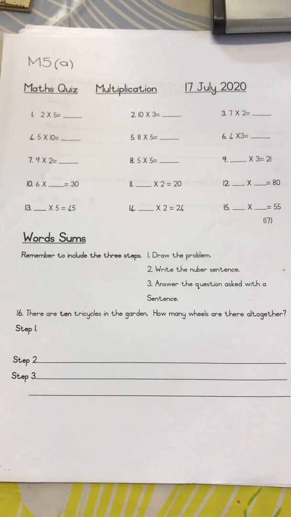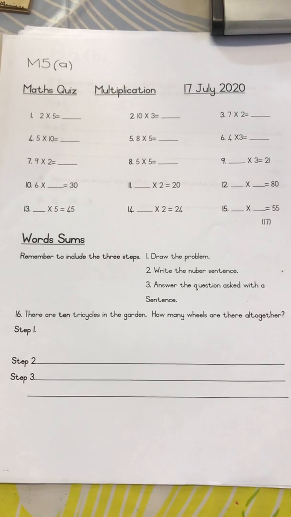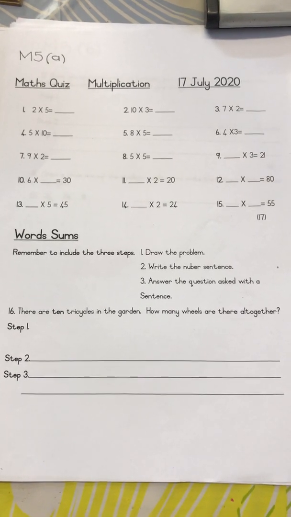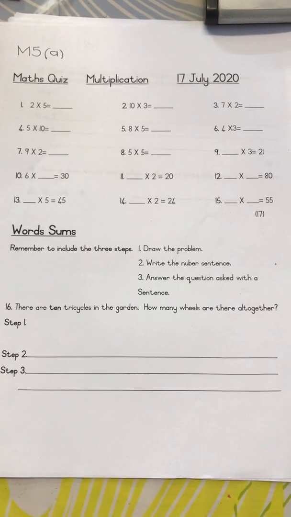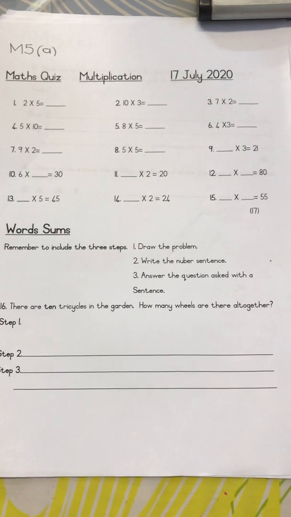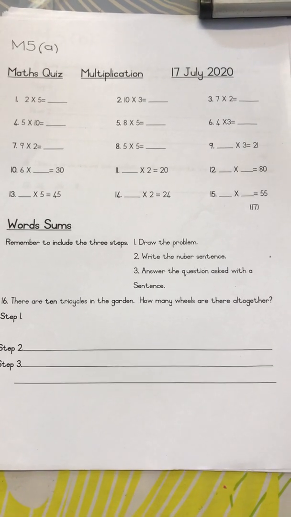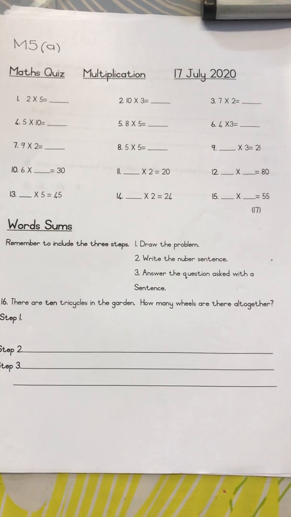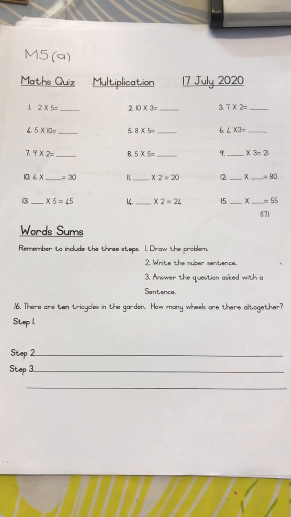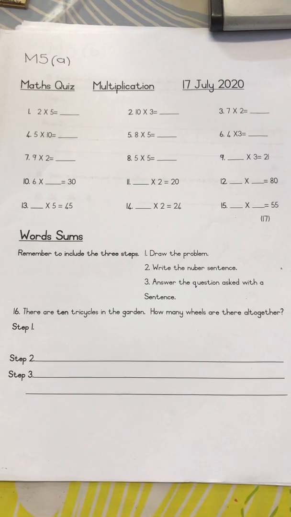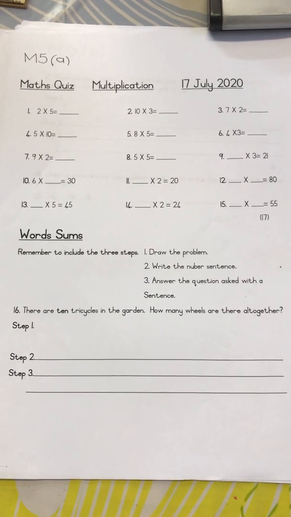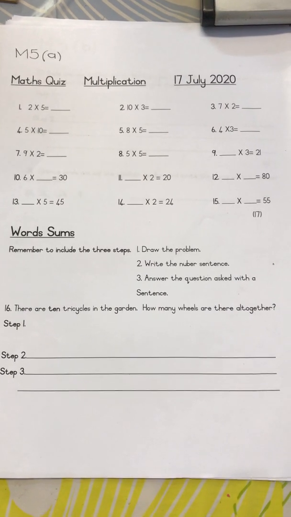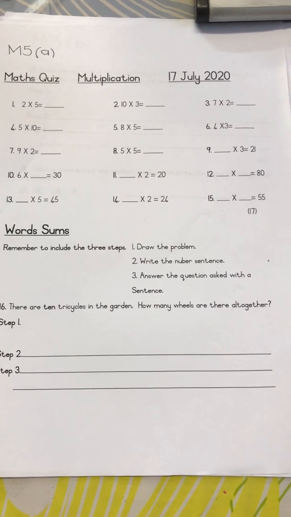Step 2. How many wheels are there altogether? I want to see your number sentence. And these are multiplication word sums. Don't give me a plus. Don't give me a minus. I'm not going to mark it correctly. Multiplication word sums. There are 10 tricycles in the garden. How many wheels are there altogether? 10 tricycles with 3 wheels each. Write the number sentence.